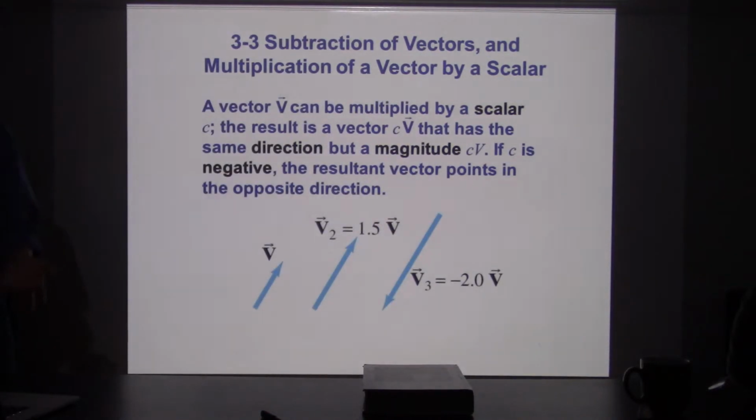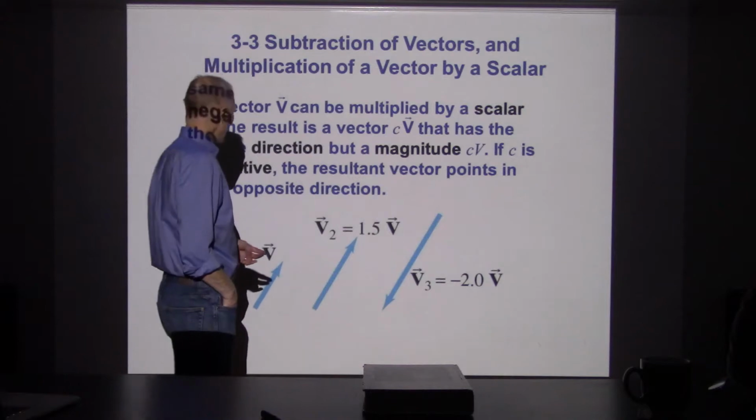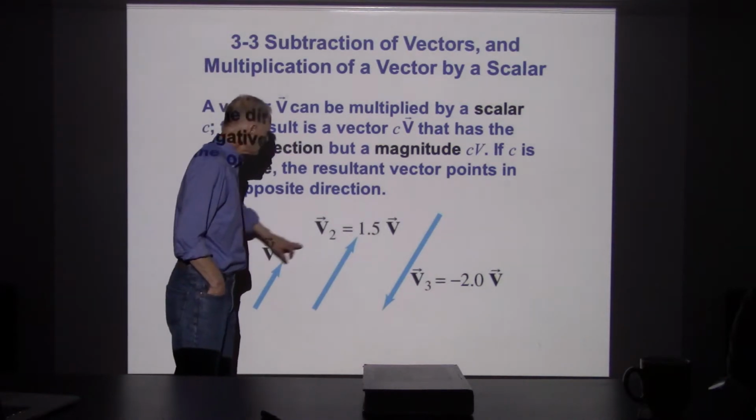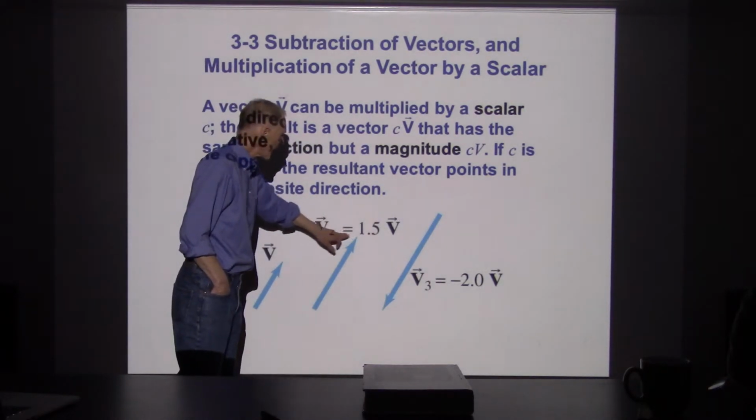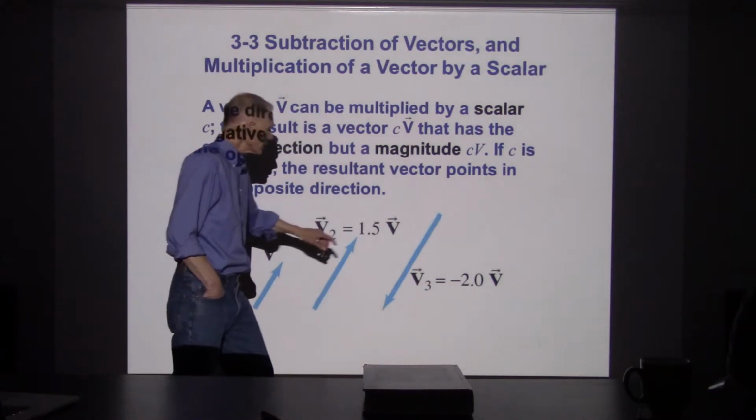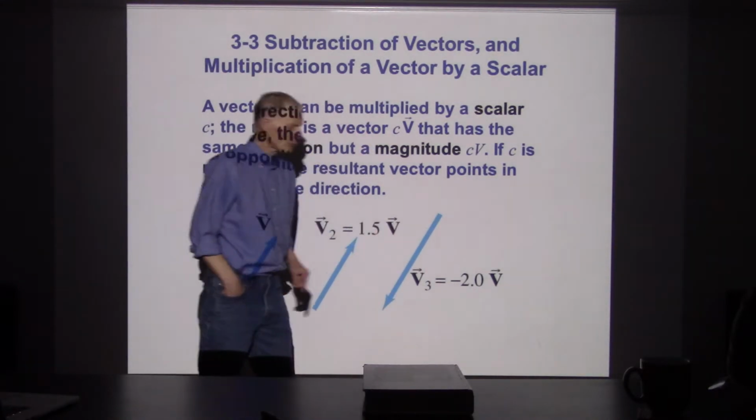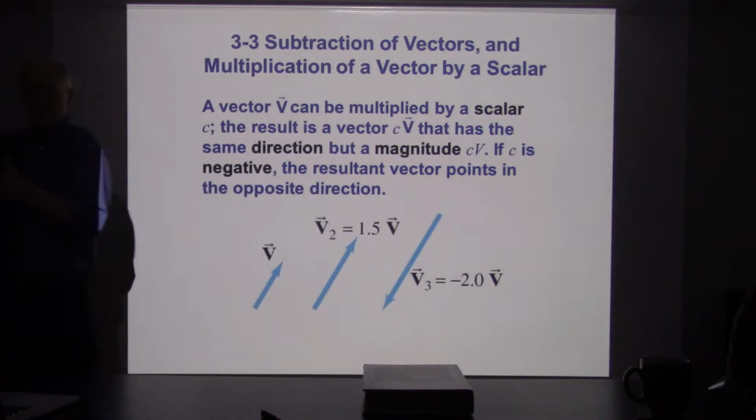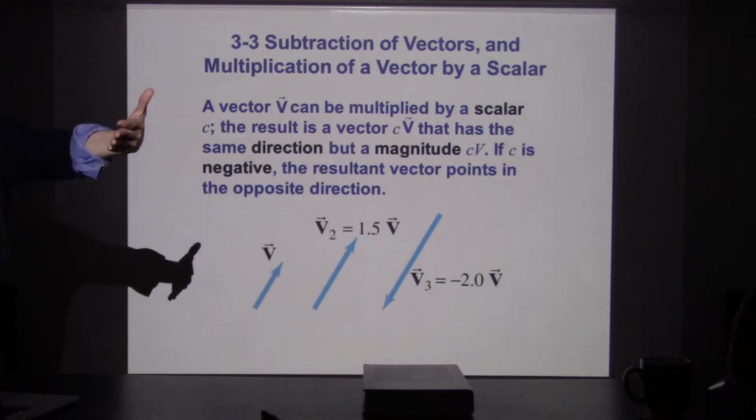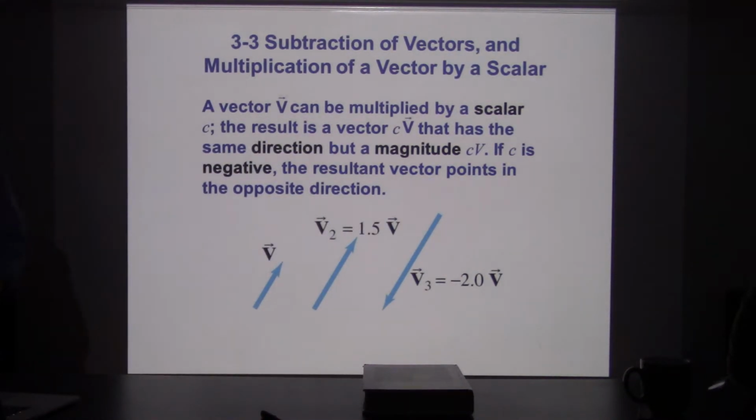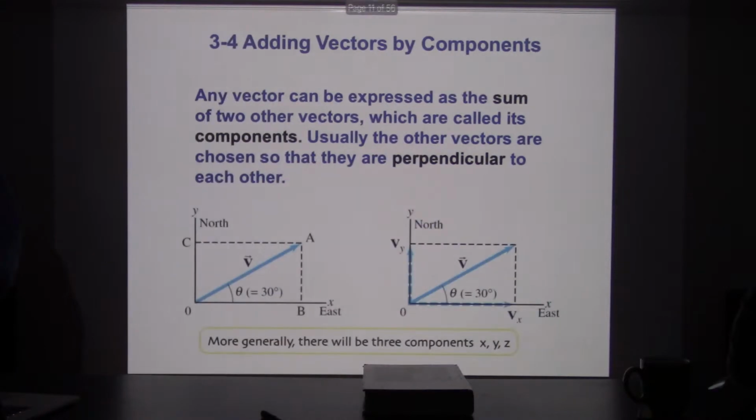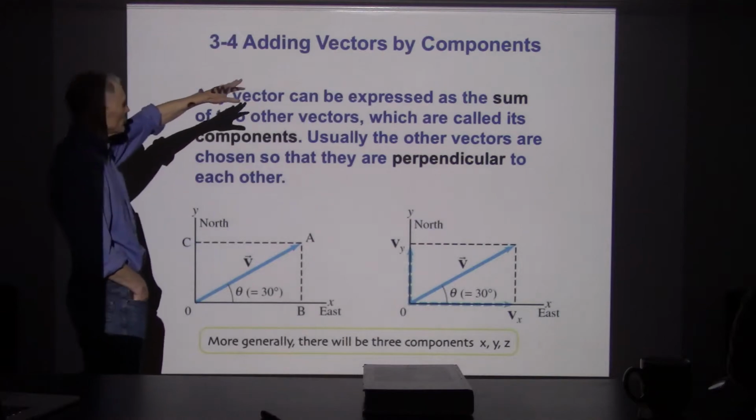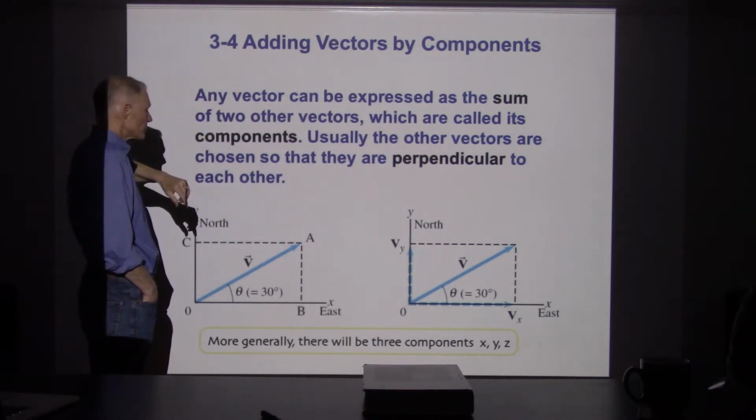Okay, we can multiply by numbers, by scalar values. What we can do is take a vector, let's multiply it by 1.5 to get a different vector. Let's multiply it by -2 to get a different vector. So these are scalable. I can make the vectors bigger or smaller by multiplying by coefficients. Now here's the approach that we're actually going to make a lot of use of, and that is adding vectors together by components.